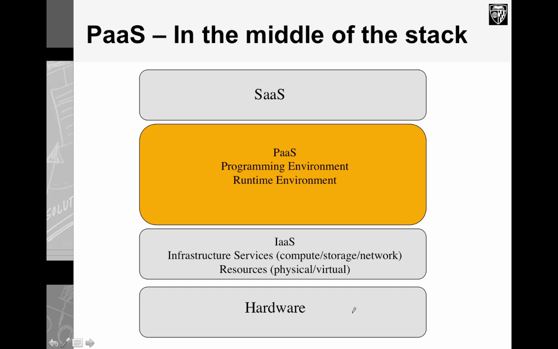So PaaS is really in the middle of the stack. If you think about it, there is the hardware. On top of the hardware, there was IaaS, which is infrastructure as a service. And we actually looked at several infrastructure as a service, for example, compute, storage, network, resources, physical, virtualization, all kinds of different things we looked at in terms of infrastructure as a service. Now what we're saying is, what if we have an environment called PaaS, which allows us to concentrate on our business logic because it provides a programming and a runtime environment for us to deploy and run our applications. And so that's what PaaS is all about.